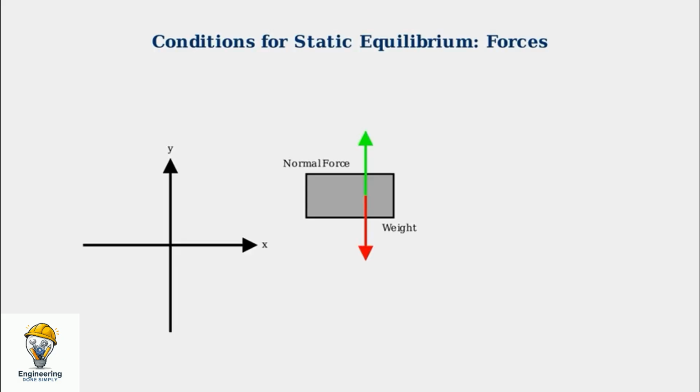Let's look at a simple example. A block resting on a table. The weight of the block pulls it downward, while the normal force from the table pushes upward with equal magnitude. In this case, the forces are balanced. The downward weight equals the upward normal force, so the net force is zero and the block remains at rest.